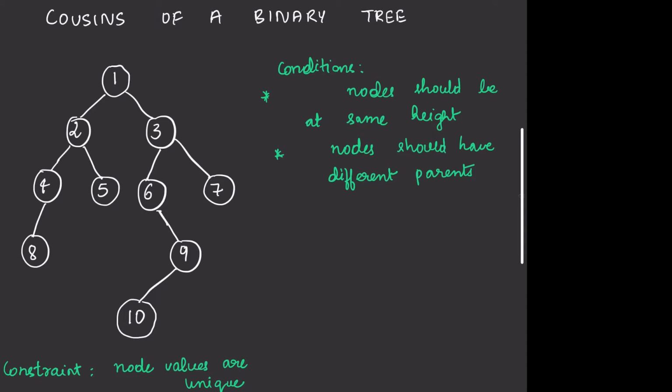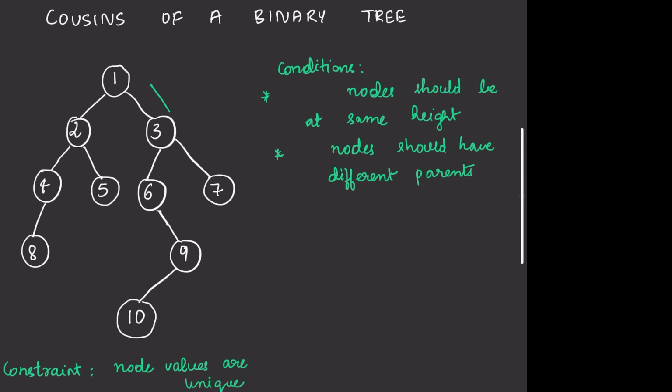So what does that mean? For example, 3 and 2 are of the same height. 7 and 4, these two are of the same height. 2 and 7, these two are at different heights, right? So these two nodes cannot be cousins. So the first condition is nodes should be at the same height.